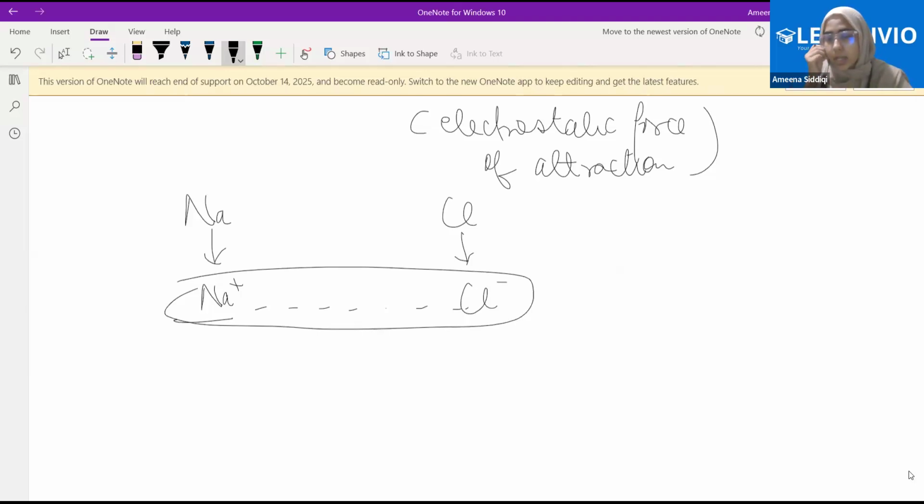So here the bond is the ionic bond. And how is the ionic bond formed? By the transfer of electrons. You can clearly see one is giving, the other is taking. That is why one is gaining the positive, the other one is gaining the negative. So here the bond is formed by the transfer of electrons.